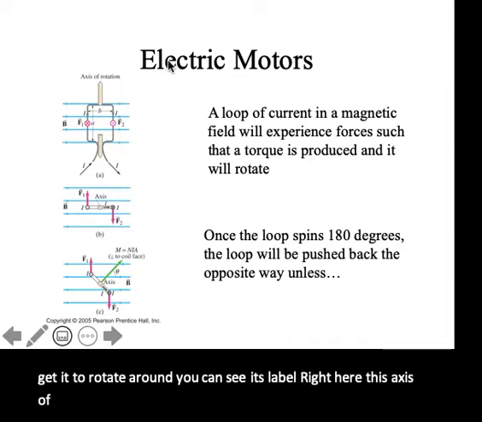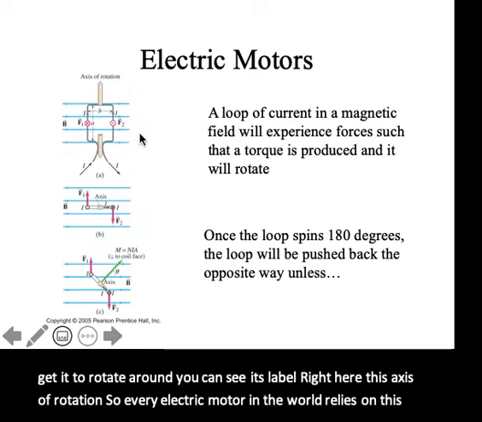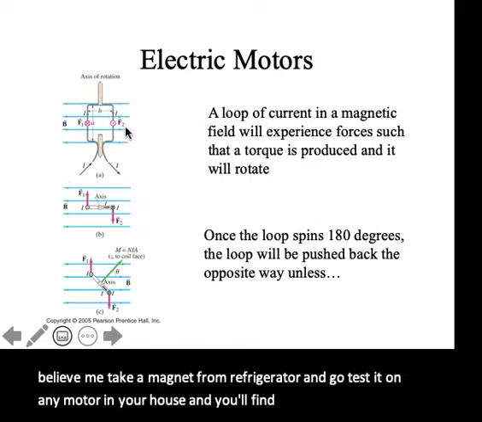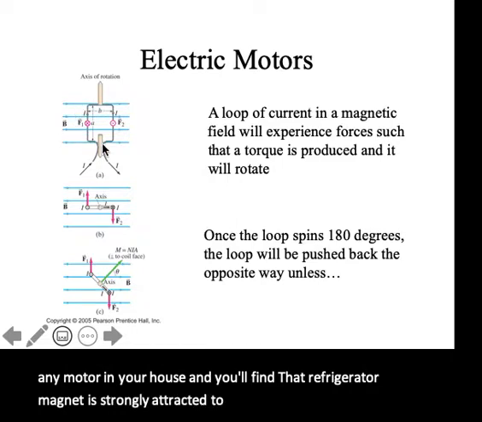So every electric motor in the world relies on this principle of having a permanent magnet in there. If you don't believe me, take a magnet from your refrigerator and go test it on any motor in your house, and you'll find that refrigerator magnet is strongly attracted to the motor because it has a permanent magnet in there.